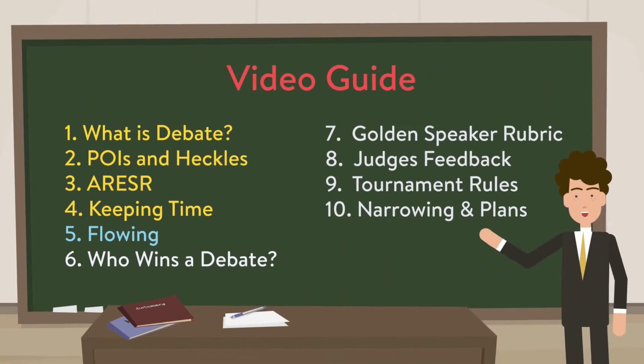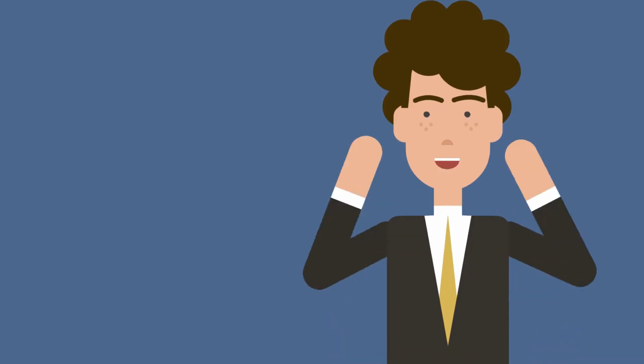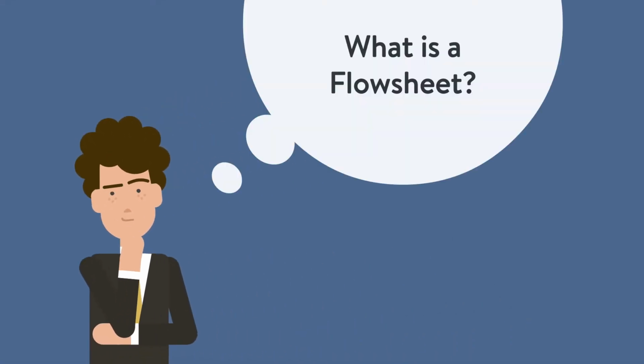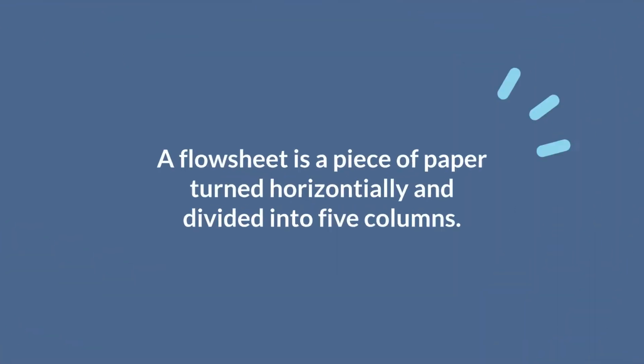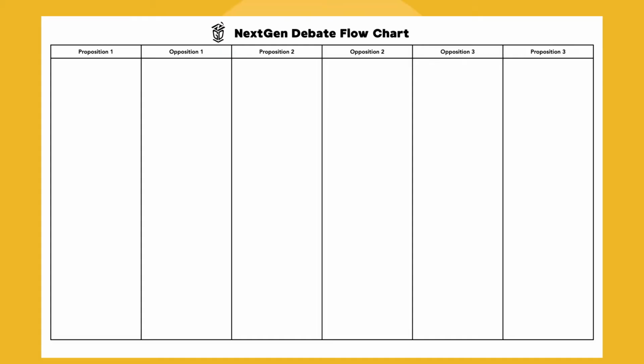Before we get started, make sure you check out our guide and understand the information in the videos preceding this one. In order to understand what flowing is, we first need to know what a flow sheet is. So what is a flow sheet? A flow sheet is a piece of paper turned horizontally and divided into 5 columns. Here's what a next-gen debate flow sheet looks like.